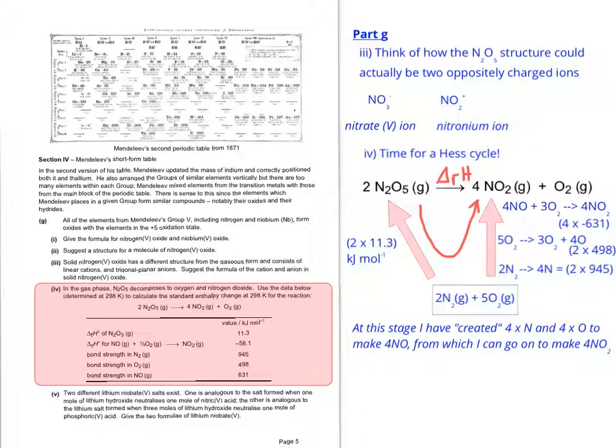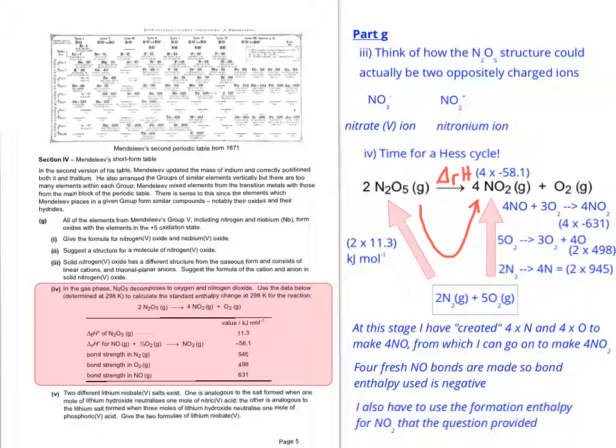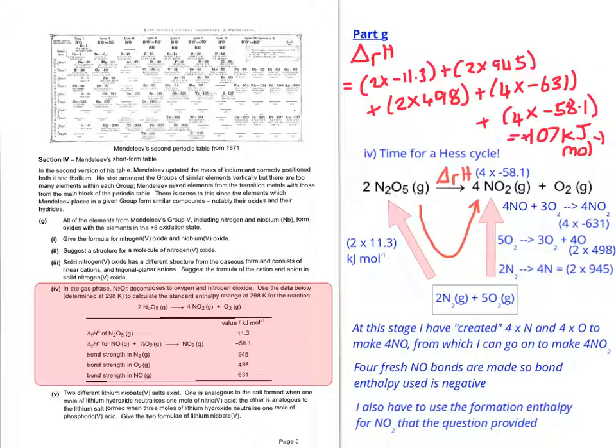Now you have an O2 spare, that's what the O2 is up in the black equation. So I actually use up 2 O2s, but because I'm not breaking nitrogen-oxygen bonds, I'm making them, I use minus 631, not positive 631. I've also got the formation enthalpy of minus 58.1 that I need to use, and there's 4 of those, so that's 4 times minus 58.1. So that gives me plus 107 kilojoules per mole to the minus 1.